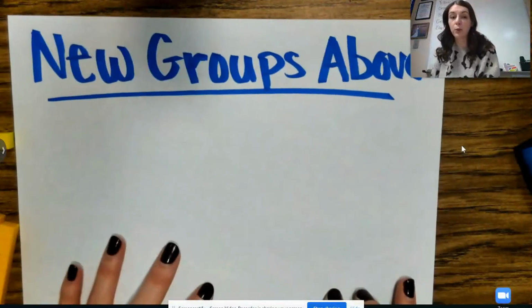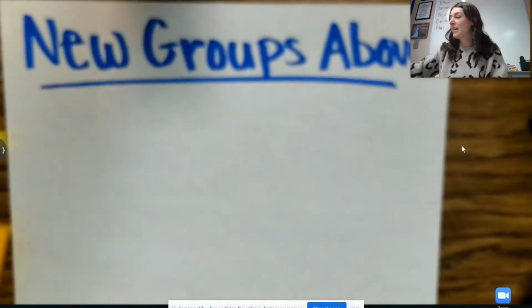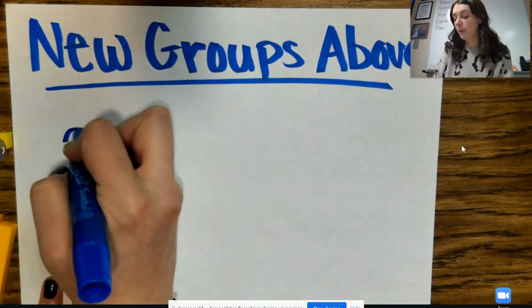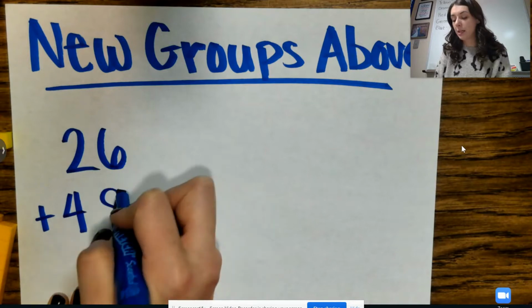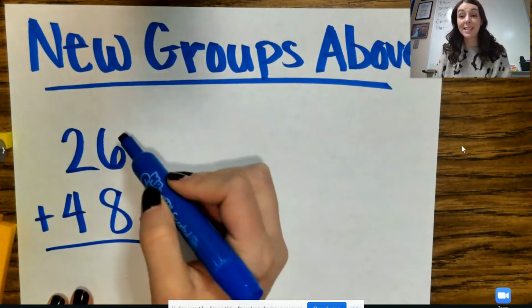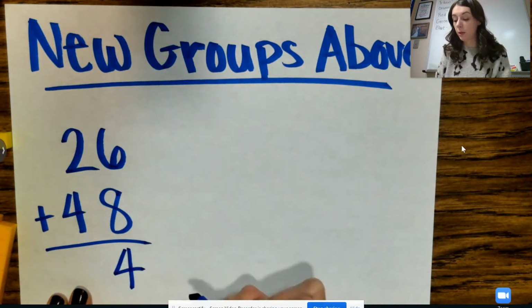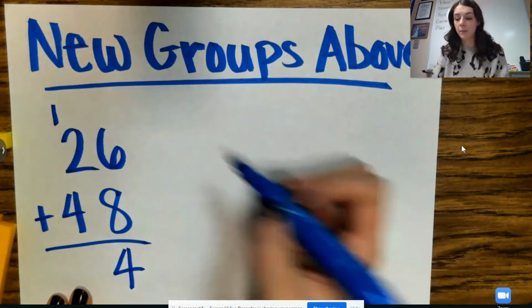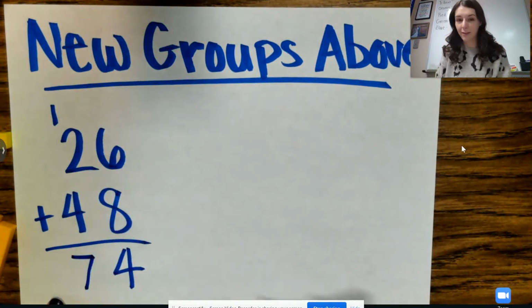Finally, this last strategy we'll be teaching them is called new groups above. We also like to call this the parent method. So solving that same problem, we have 26 plus 48. I start in my ones, I go top to bottom. 6 plus 8 is 14. That gives me 4 ones and a new 10. 1 plus 2 is 3. 3 plus 4 is 7.